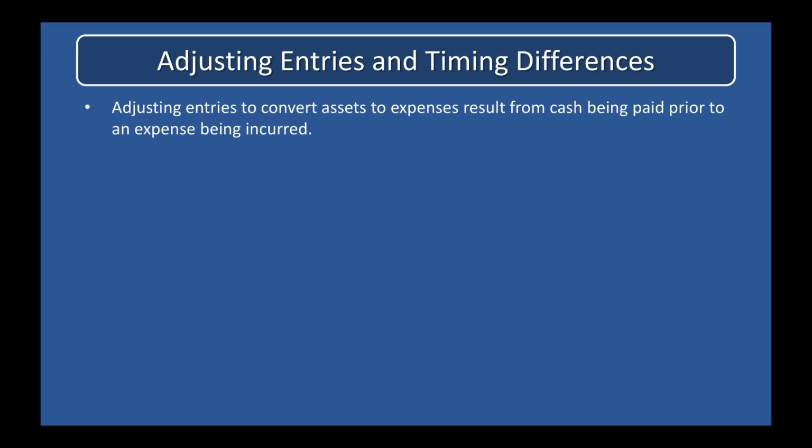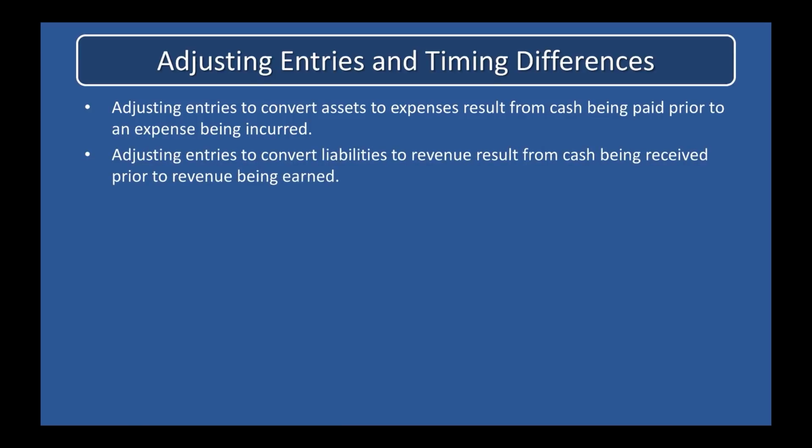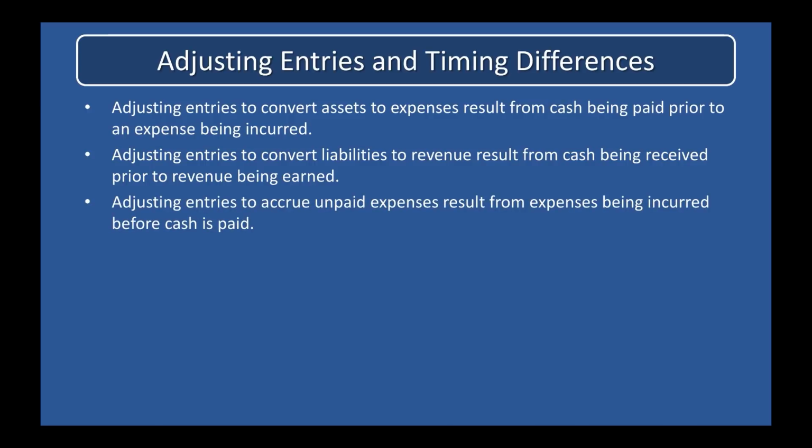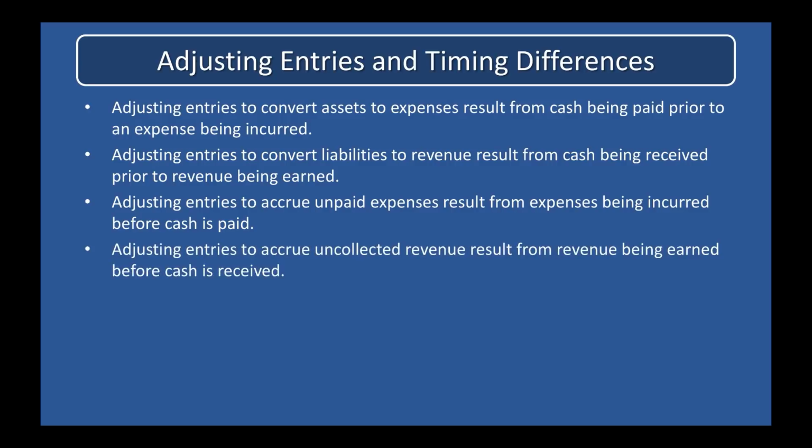Adjusting entries to convert assets to expenses result from cash being paid prior to an expense being incurred. Adjusting entries to convert liabilities to revenue result from cash being received prior to revenue being earned. Adjusting entries to accrue unpaid expenses result from expenses being incurred before cash is paid. Adjusting entries to accrue uncollected revenue result from revenue being earned before cash is received.